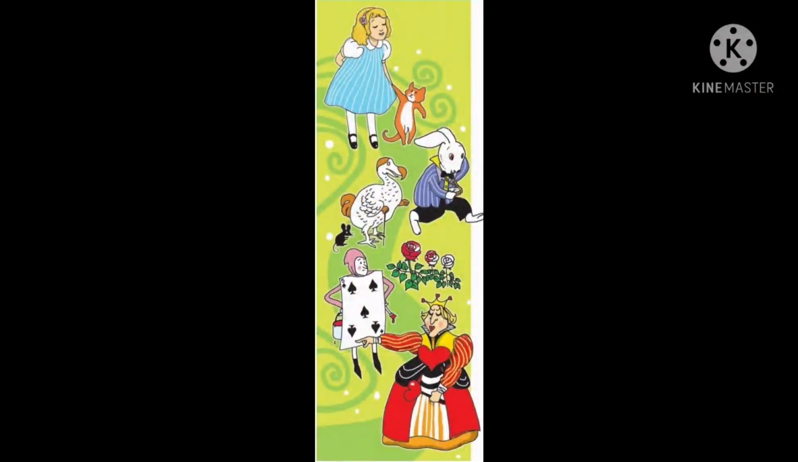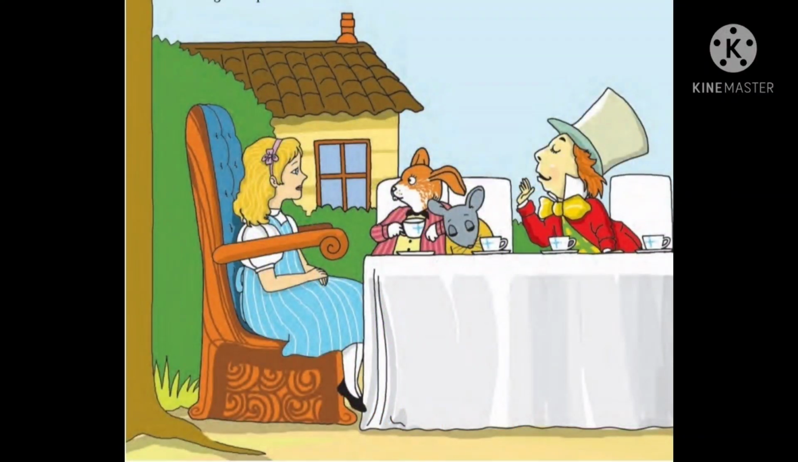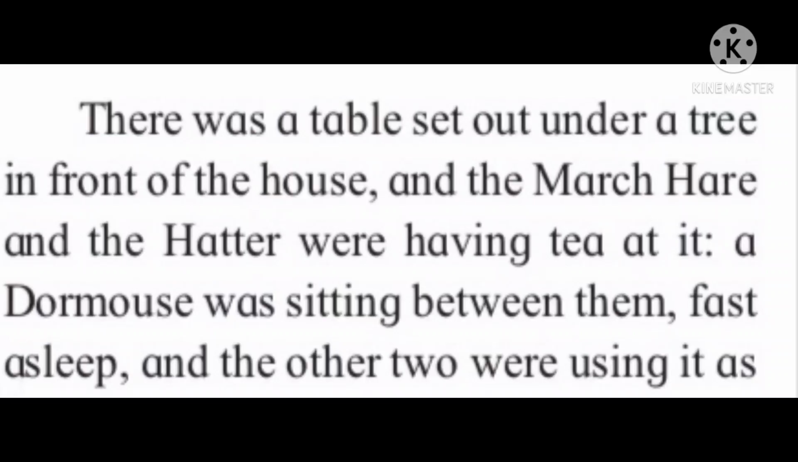Alice in Wonderland is a fantasy novel written by Lewis Carroll. It tells us of the adventures of the little girl called Alice, who falls into a rabbit hole and finds herself in a fantasy world where funny people mingle with peculiar creatures. Here she happens to attend a tea party with three of them: the March Hare, the Mad Hatter, and the Dormouse. There was a table set out under a tree in front of the house, and the March Hare and the Hatter were having tea at it.